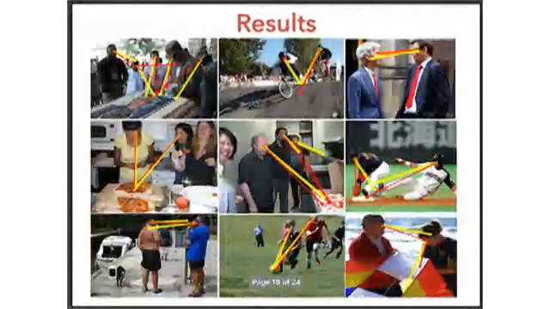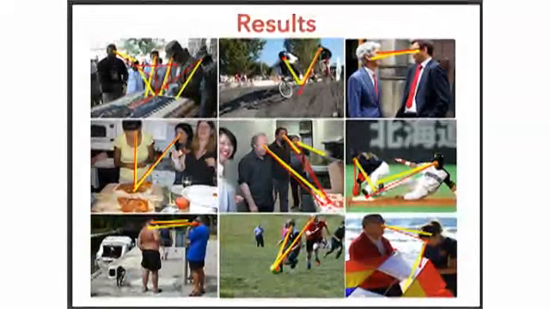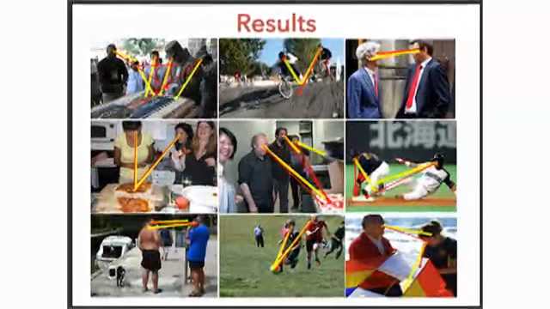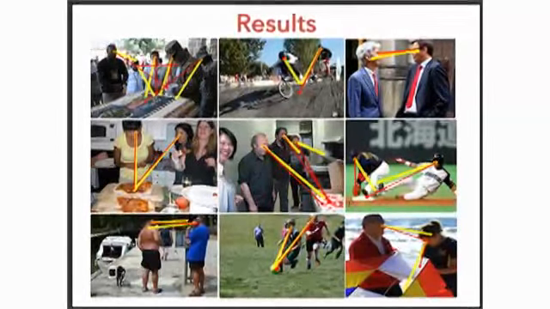Finally, here we show some results of our system. In yellow, you have the real output of our system. In red, you have the ground truth annotated by humans.